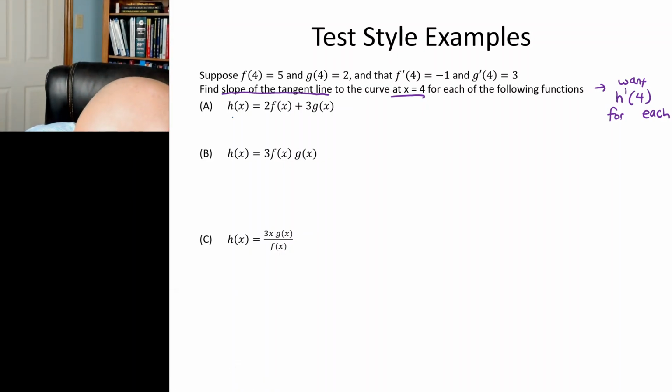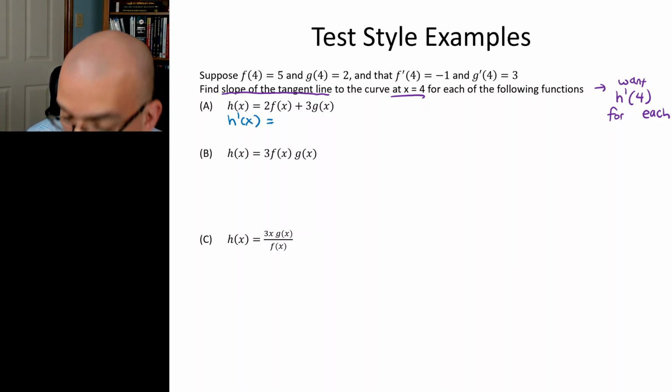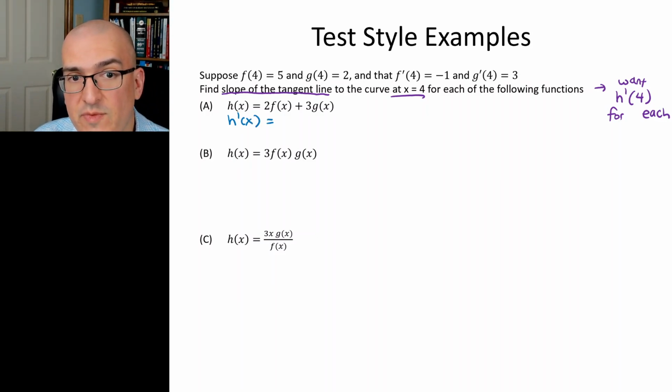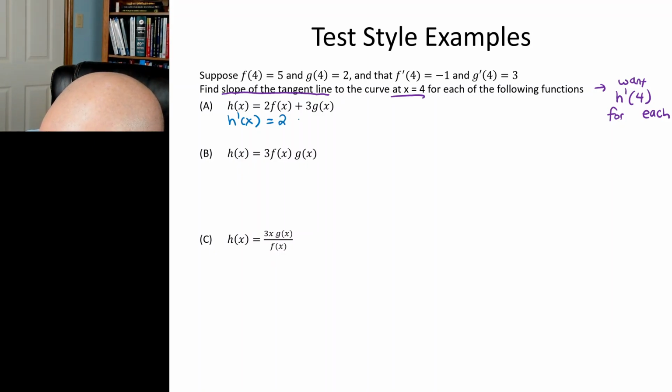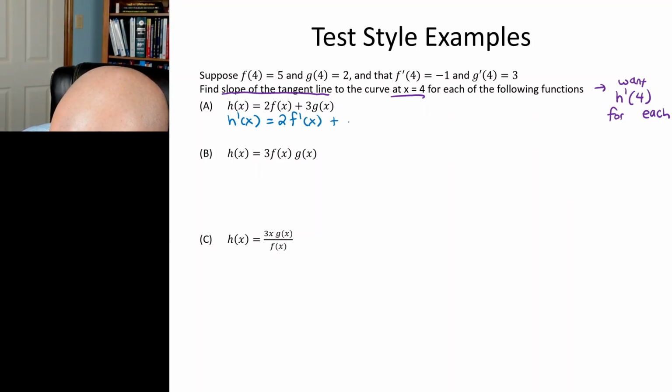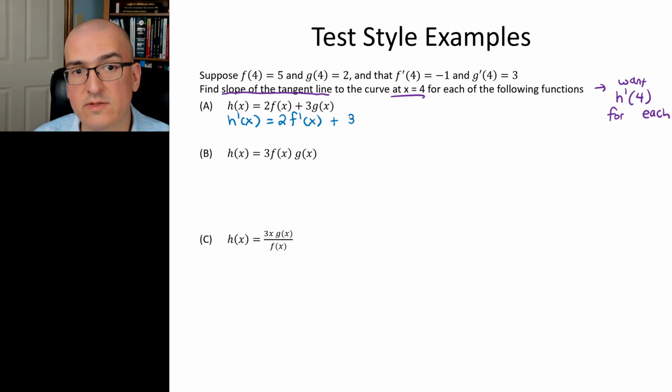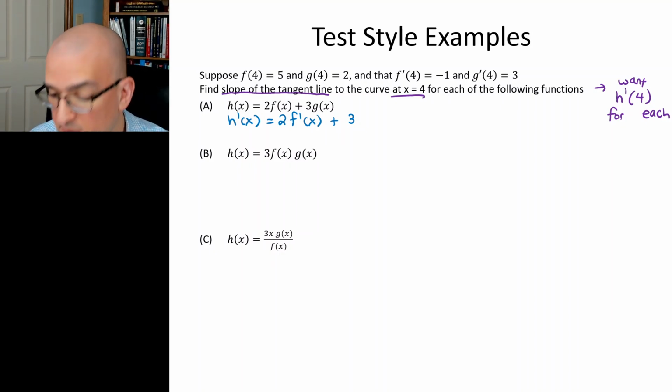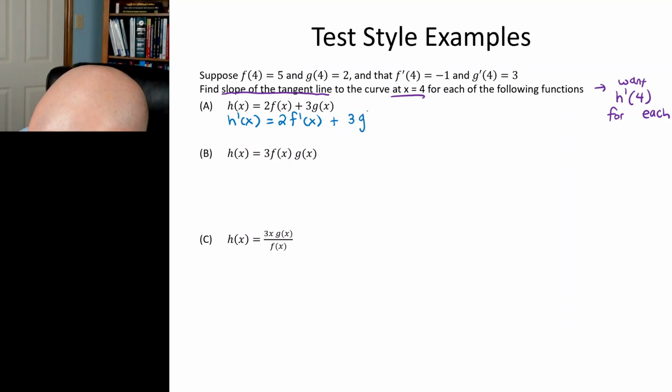For part A, h prime of x, we have a constant multiplied by f of x. When we take the derivative, the constant just waits outside and says, hey, I'm just going to not get involved until you're done. The derivative of f is f prime. The next part, it's just added together. We don't need a product or anything fancy. It's just two separate derivatives because these pieces are separated by a plus sign. 3 times g prime.